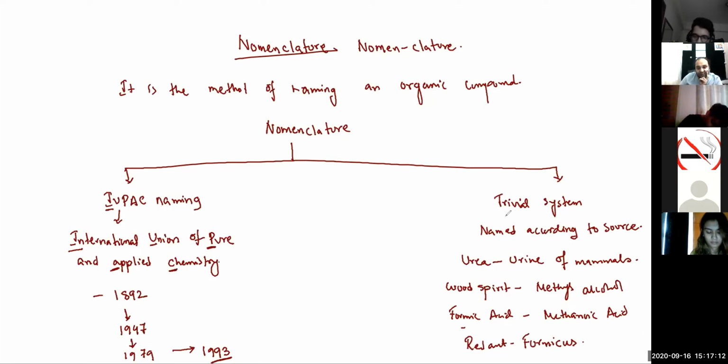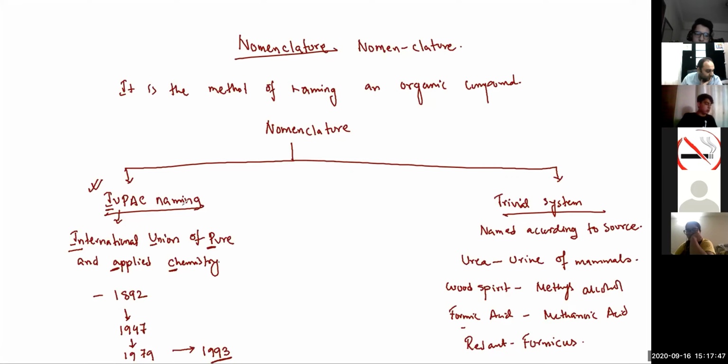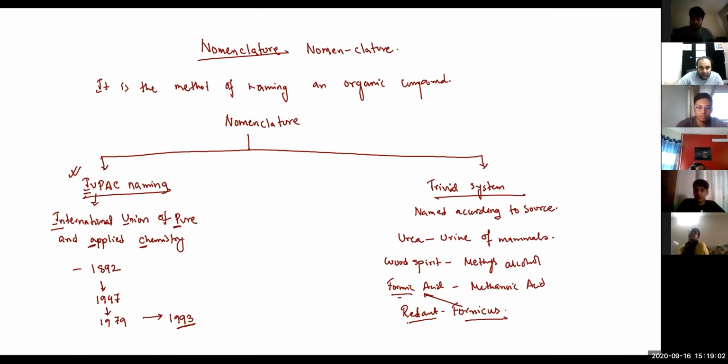So initially they used the trivial system, but they had to shift to the IUPAC naming because not all compounds can be identified from the source. Not everything can be extracted from a source, so we had to shift to the IUPAC naming. So whatever we'll learn from now on will be based on IUPAC naming. Every line from now on will be very important.